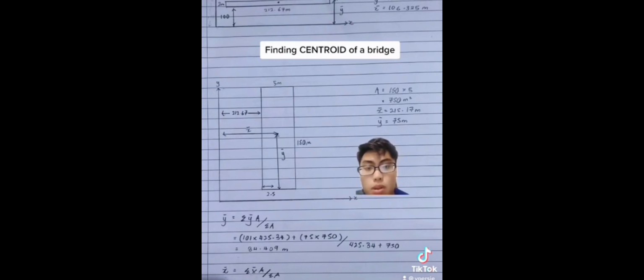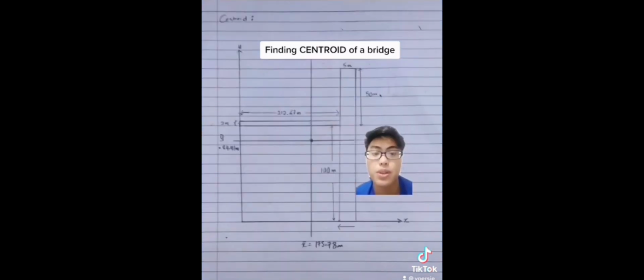Y bar equals the sum of the y bar multiplied by area, over the sum of area, and the same for the x bar. So for the y bar, we get the answer 84.409 meter. The x bar is 175.78 meter. And we move back to the first picture. As you can see there, the marking for the centroid is two lines perpendicular to each other, showing the x bar and the y bar.